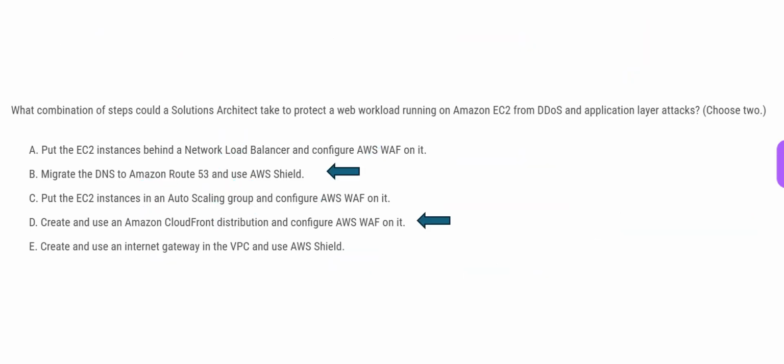First, you migrate the DNS to Route 53. Route 53 has good shielding options as well, and you use Shield there. And the second thing is you use a CloudFront distribution and configure WAF. WAF can be configured on CloudFront. It cannot be directly configured on EC2. It can be configured on ALB, but not on NLB.